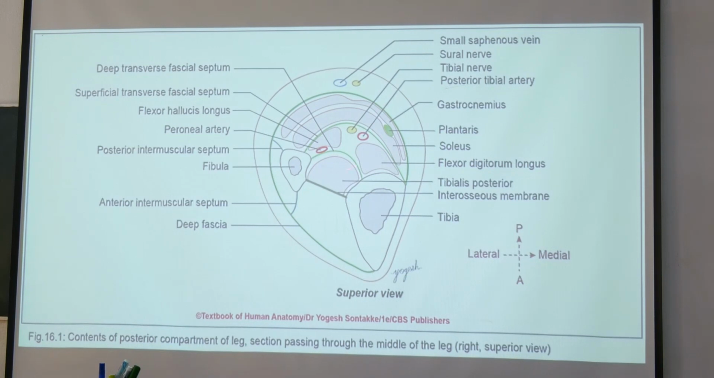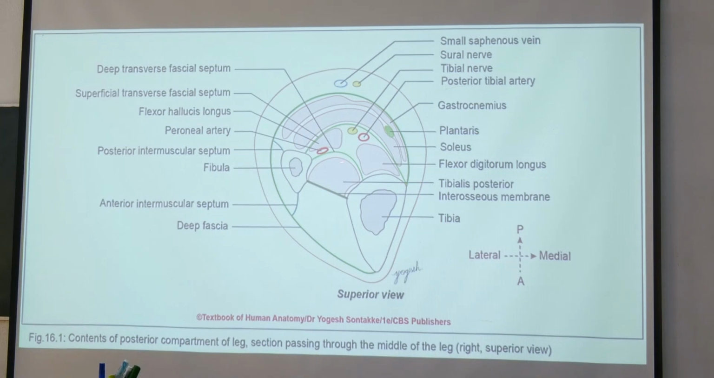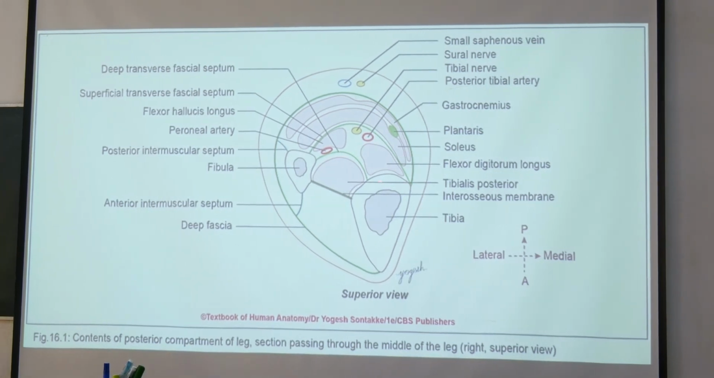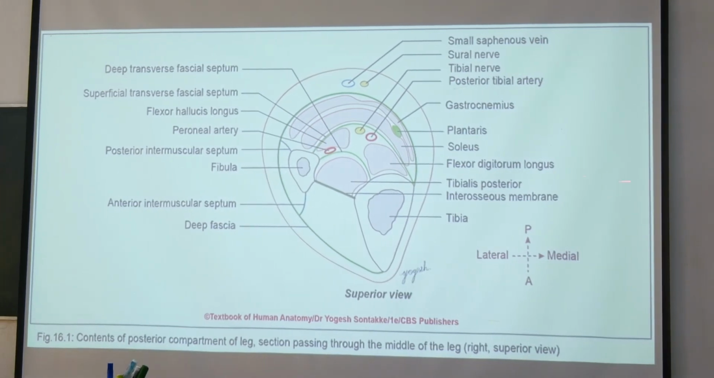Next, intermediate compartment. It contains the flexor digitorum longus and flexor hallucis longus. Hallucis is lying laterally towards the fibula, okay? But near the sole of the foot, the crossing of these tendons occurs, okay? Digitorum is going to lateral four toes and hallucis, flexor hallucis longus, is going to the great toe. Hallux means great toe, okay?